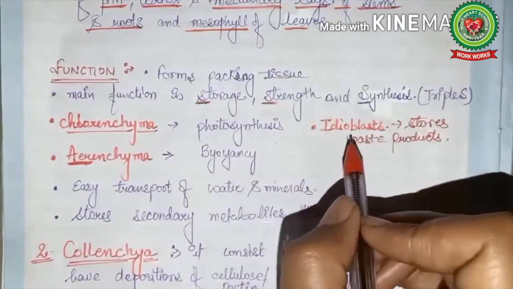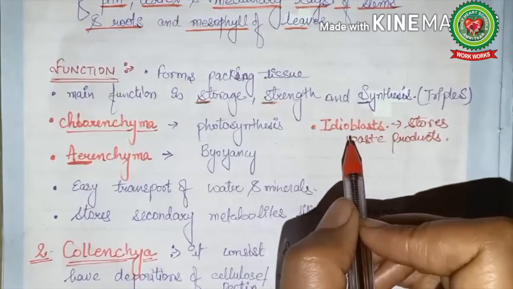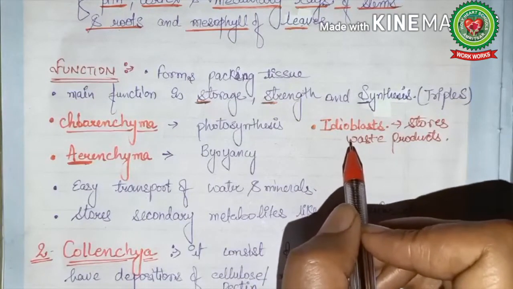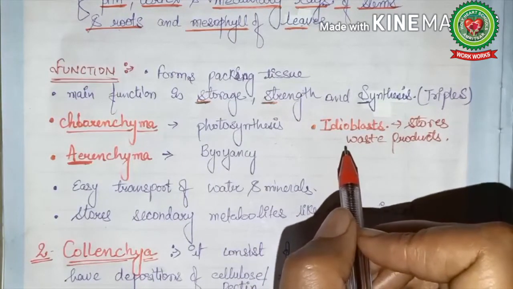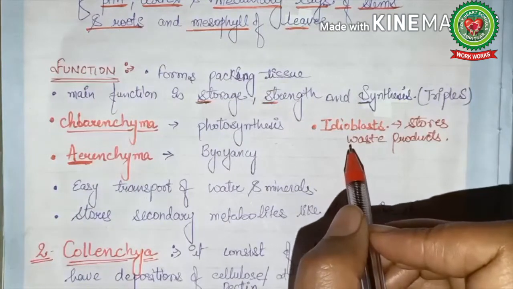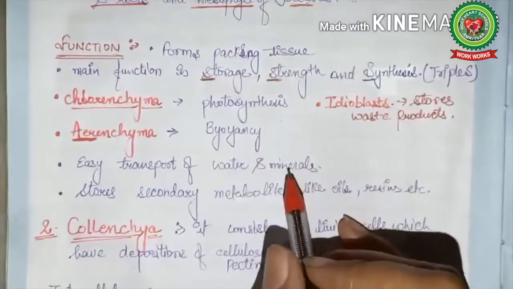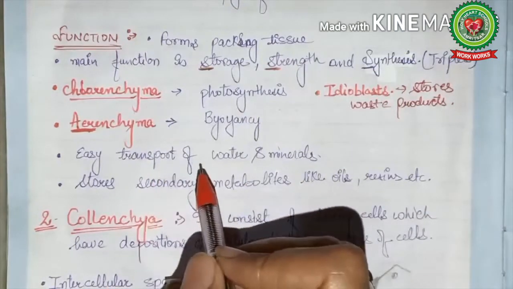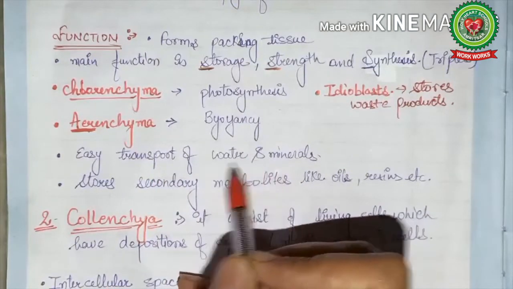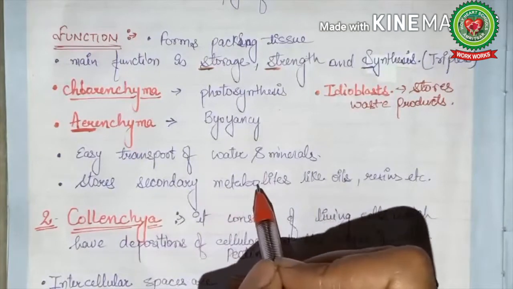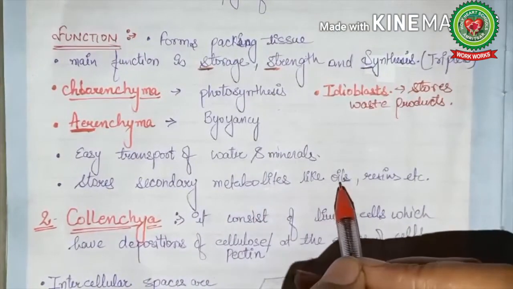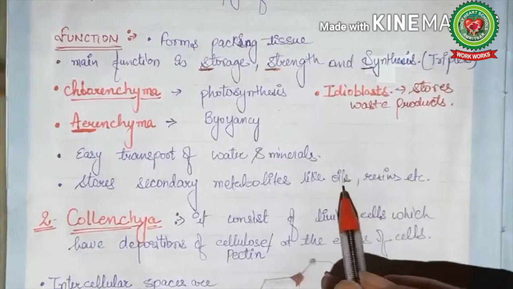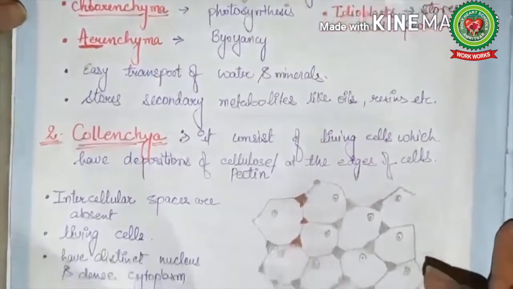Next one is idioblasts. These idioblasts are basically meant for storage of waste products like tannin, resins, oils, etc. In the cortex of fruit, as these cells are loosely packed, they help in easy transport of water and minerals. Along with this, they also store the secondary metabolites like oils and resins. This was about parenchyma. Now we will discuss collenchyma.